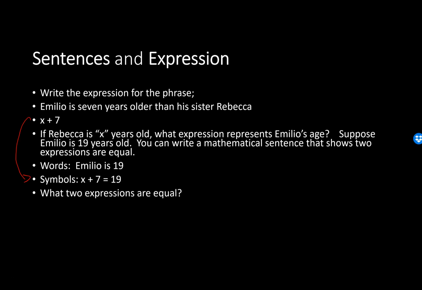Now expressions have no equal signs, sentences do. So x plus 7 would be one expression and 19 would be the other, and they're connected into a sentence by the equal sign. So if Emilio is 19, how old is Rebecca? Well, so many of us have siblings that are how many years older than us. So if Emilio is 19, 7 years difference, minus 7 would make Rebecca 12.